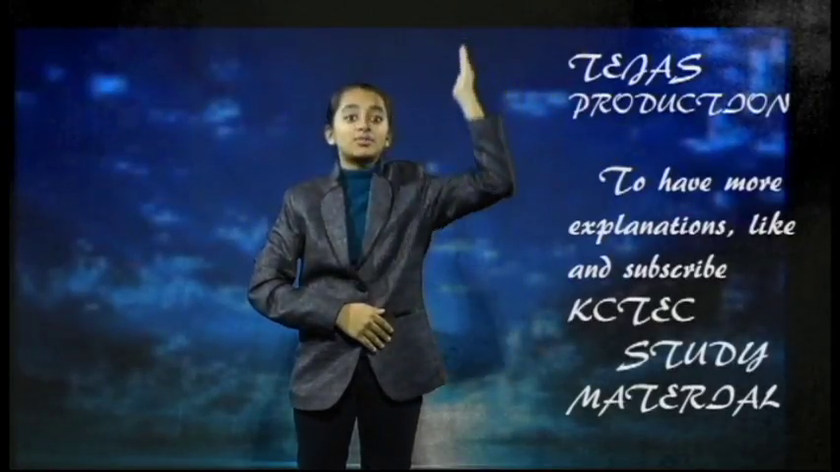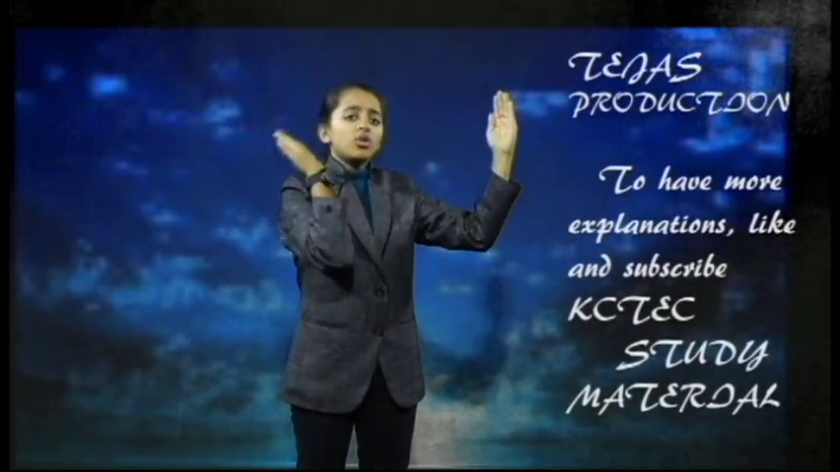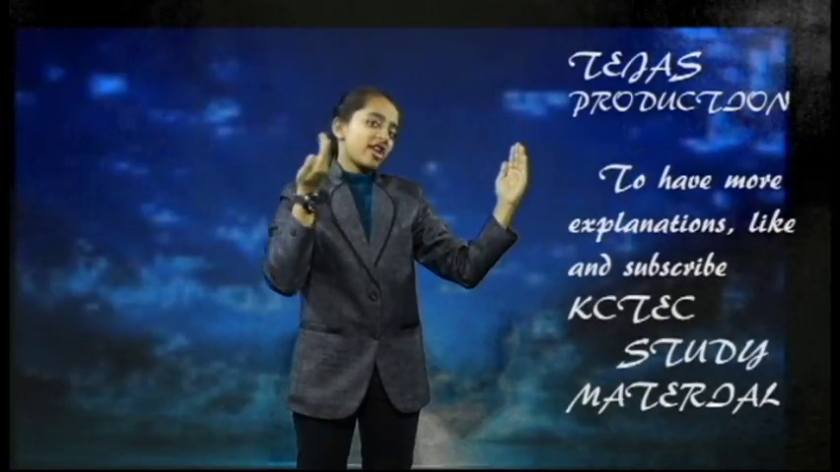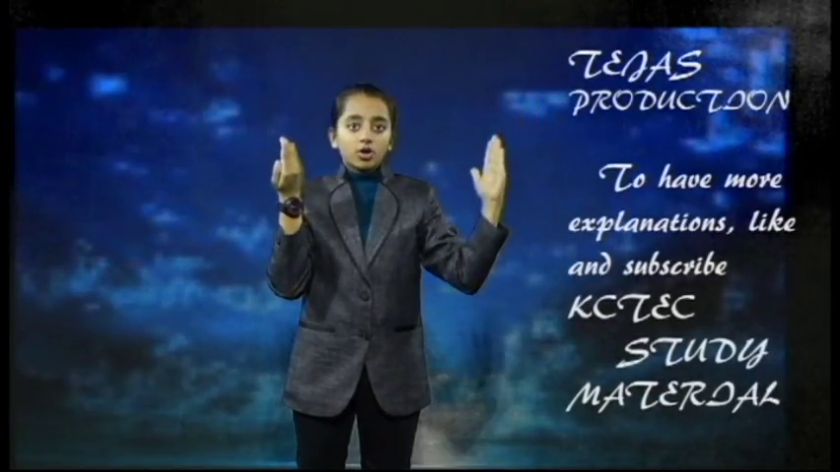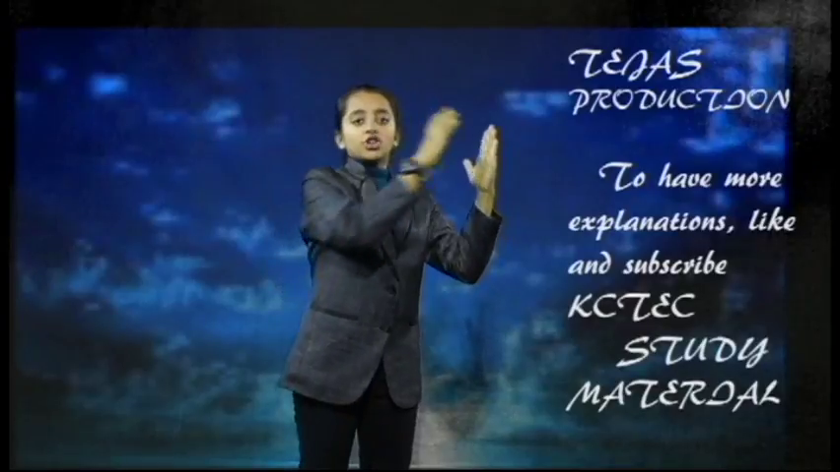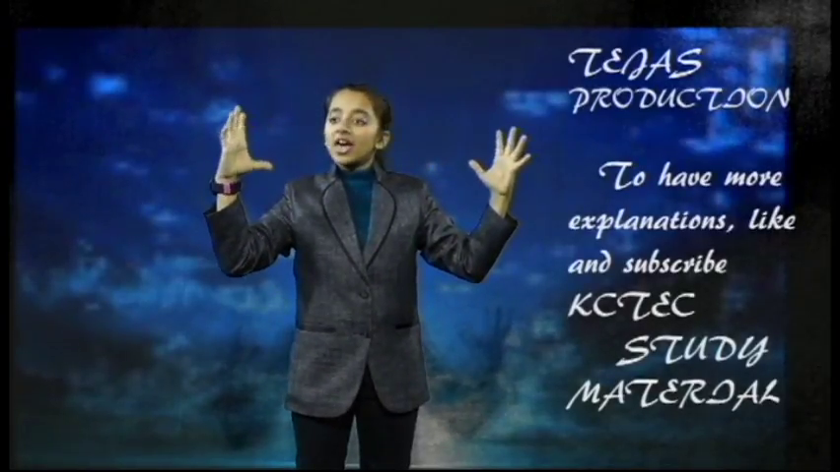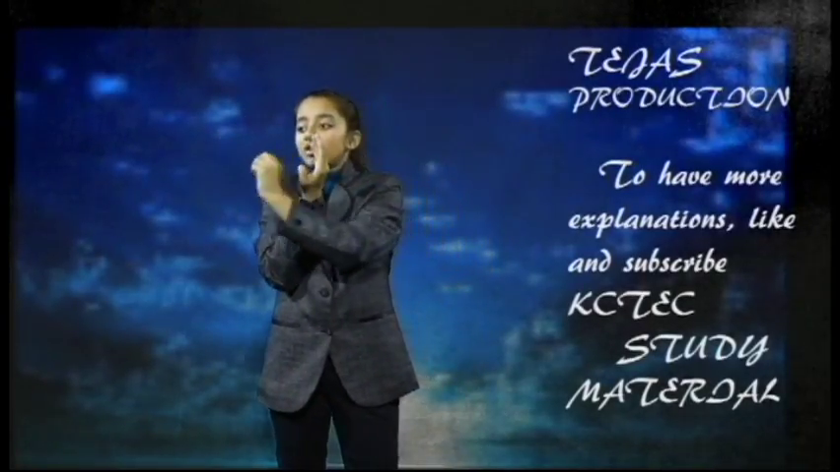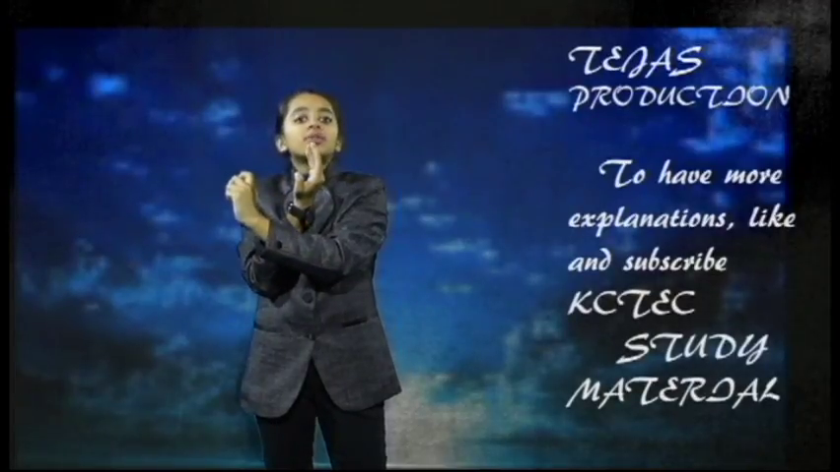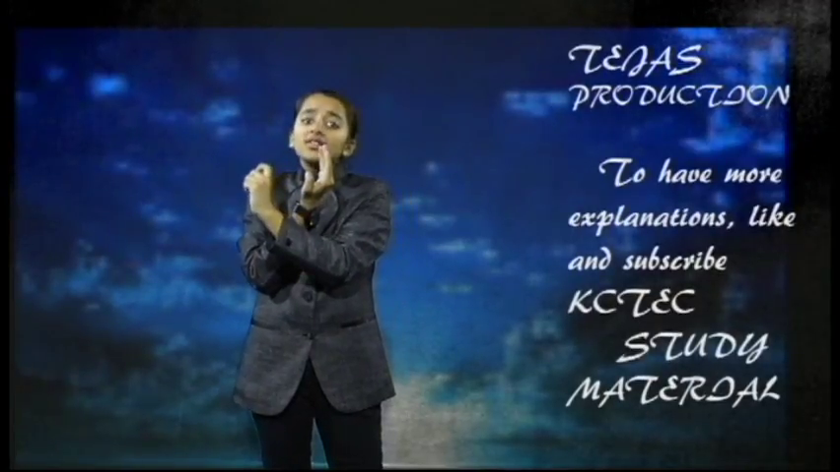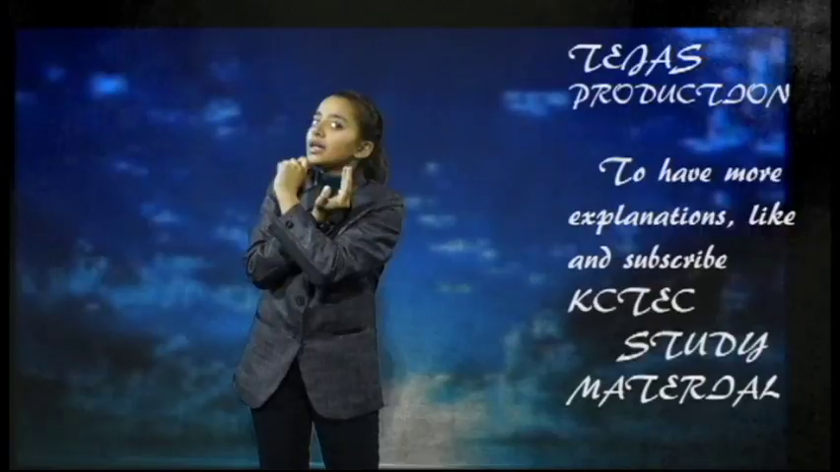If the object is placed at infinity, what is going to be the scenario? This is my convex mirror, and the object is placed at infinity. The rays are going to appear to meet at the focus. So the image formed here would be highly diminished, point sized, virtual, and erect.